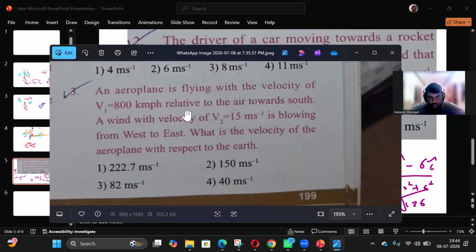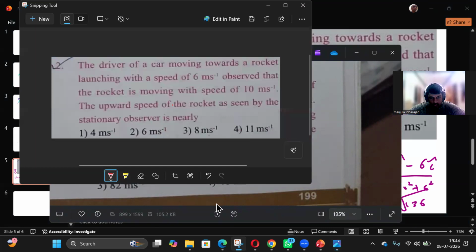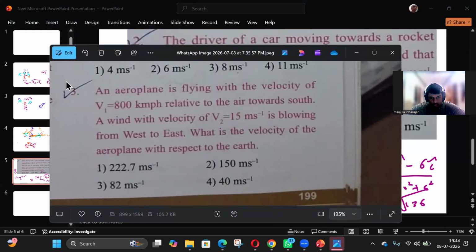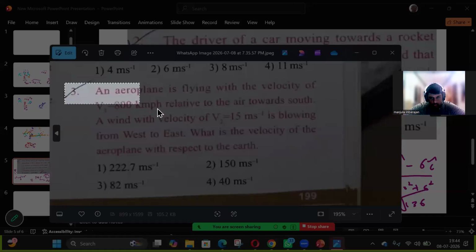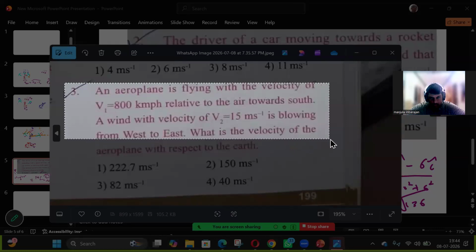Again, the relative velocity is given relative to the air, towards south. The wind is blowing from east to west. What is the direction with respect to earth? The aeroplane is flying with a velocity this much relative to air towards south. The relative velocity direction is also given. First, you have to understand the question properly. Then you have to figure out whatever velocity they are mentioning, whether it is real velocity or relative velocity, and whether the direction is relative or real, with respect to the ground.